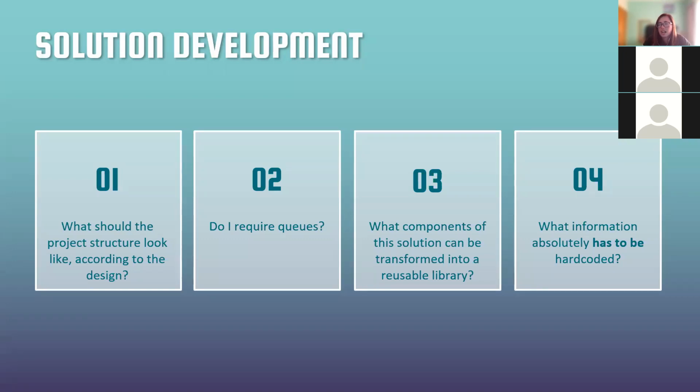The next is figuring out whether queues are required. In many cases, the use of queues will determine whether you need a dispatcher and a performer, or if you need a single project. And also when you're looking at queues, you want to understand what kind of queues you need to cater for. What information will be stored in the queues, and essentially how will you access those queues? Where will you access those queues?